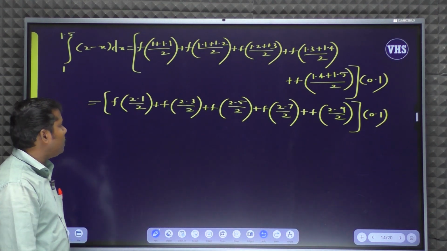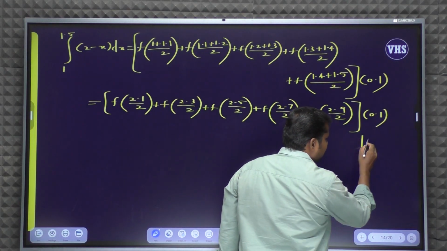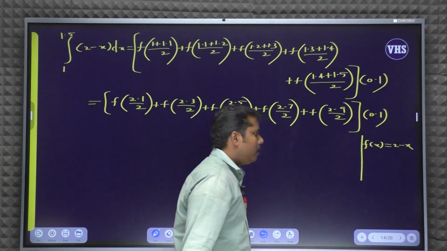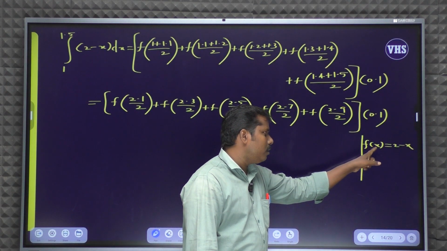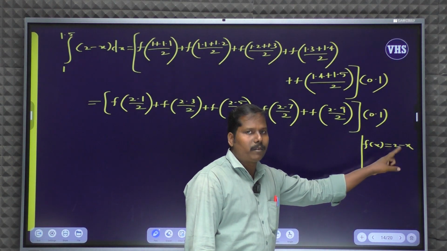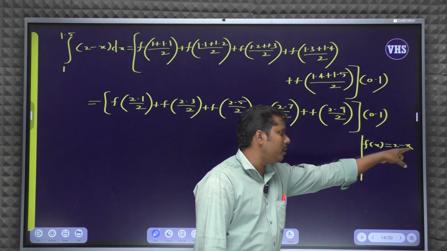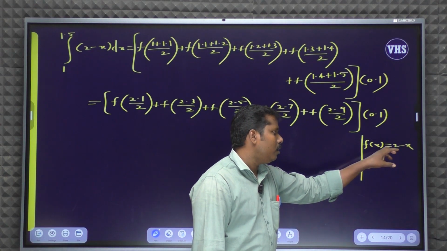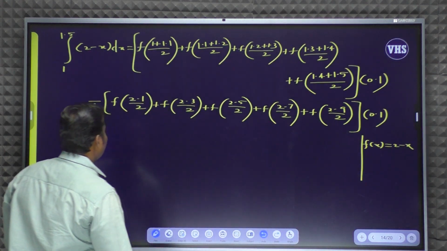Now students, we need to utilize the given function. What is the given function? F of x is equal to 2 minus x. How does it act? Whatever you give as the input, that quantity should be subtracted from 2. If you give 1, 2 minus 1. If you give 2, 2 minus 2. If you give 3, 2 minus 3. So 2 is fixed there. Whatever input you give, that should be subtracted from 2. So make use of that idea here.